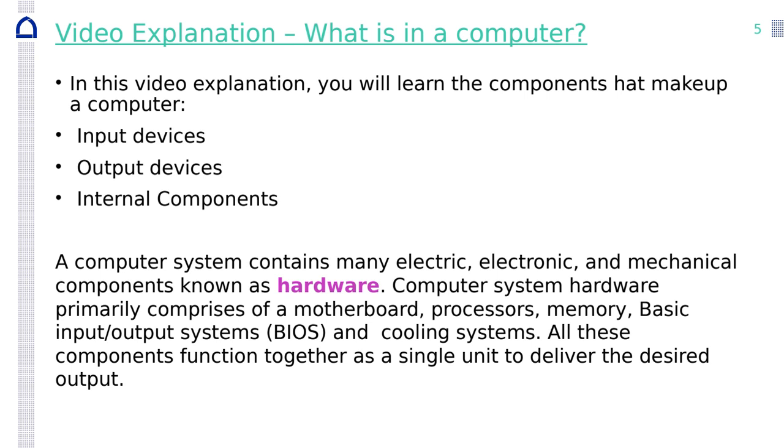Then we talked about the components that make the computer, which are input, output, and internal components. We call them hardware. Computer hardware primarily comprises the motherboard, processor, memory, basic input-output devices, BIOS, and cooling system. Why do we need a cooling system for the computer? To cool the components because they get hot.